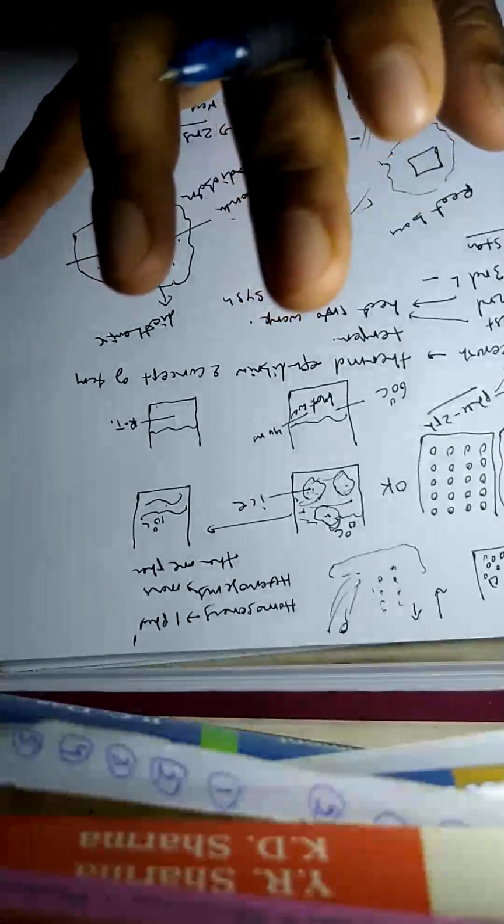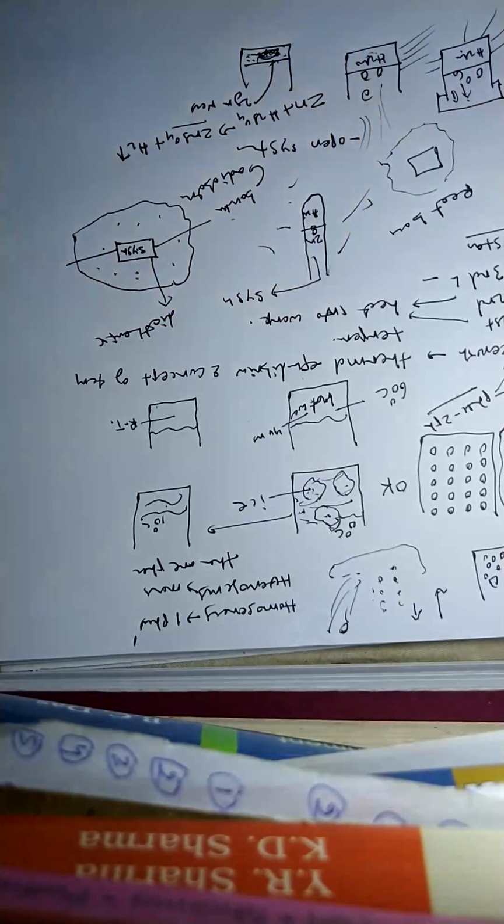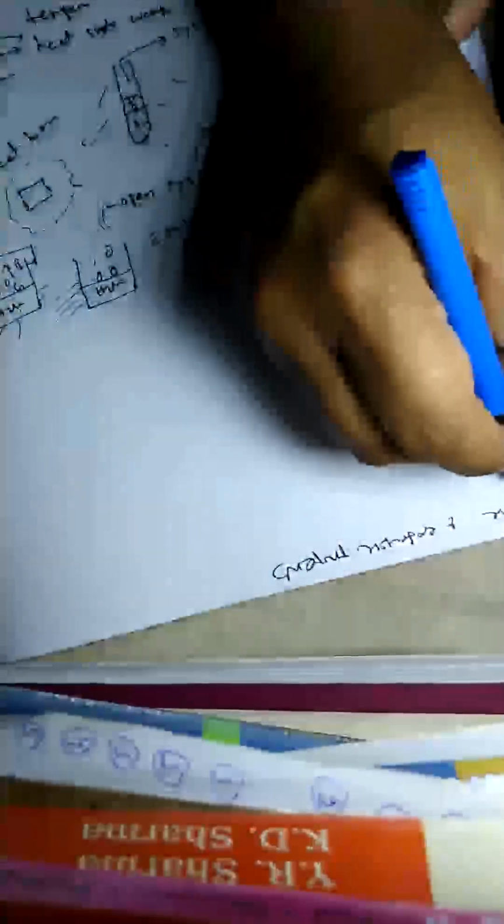Similarly, depending upon the thermodynamic property, there are two types of thermodynamic property: one is intensive property, another is extensive property. There are two types of property, intensive property and extensive property.